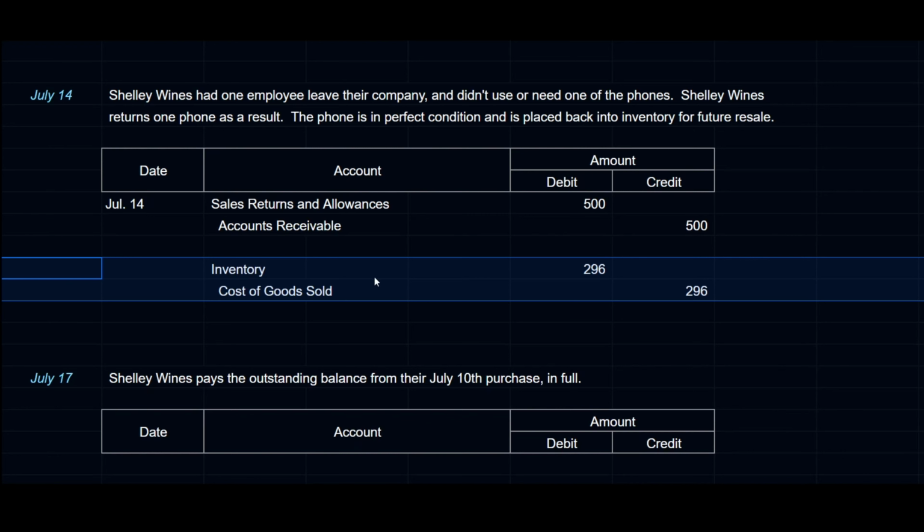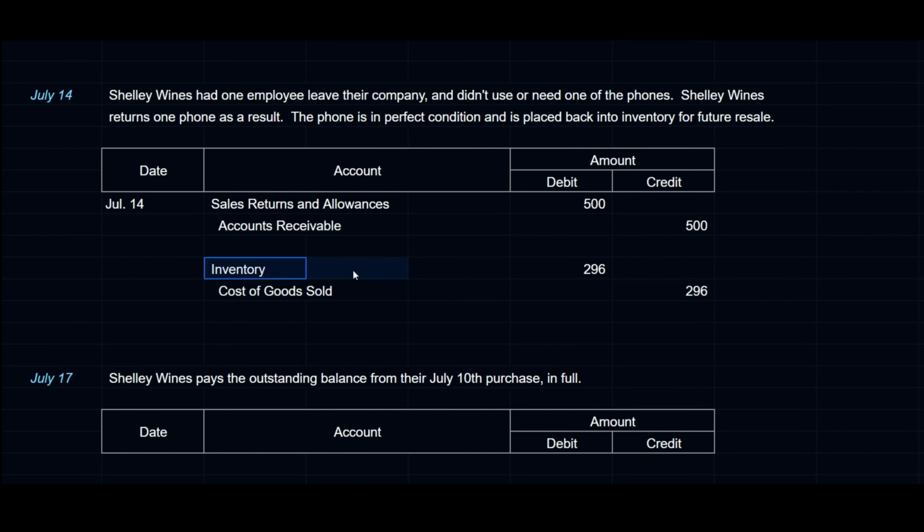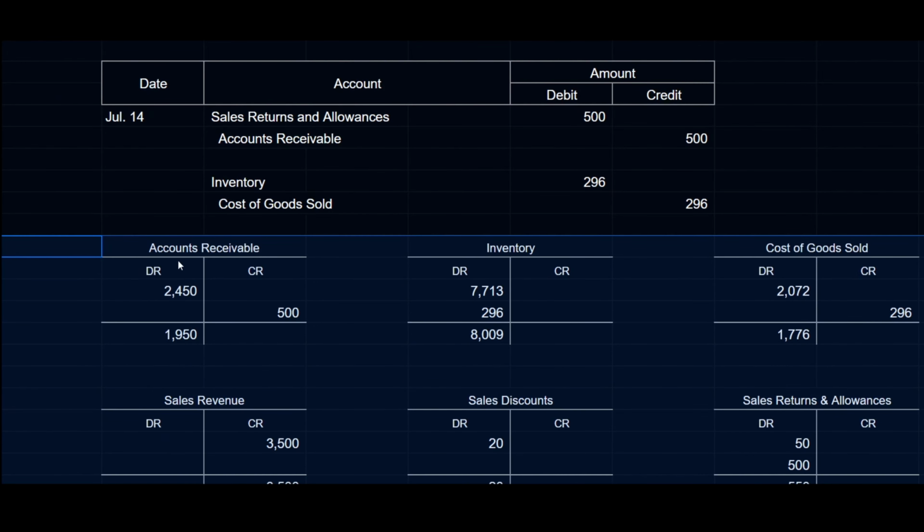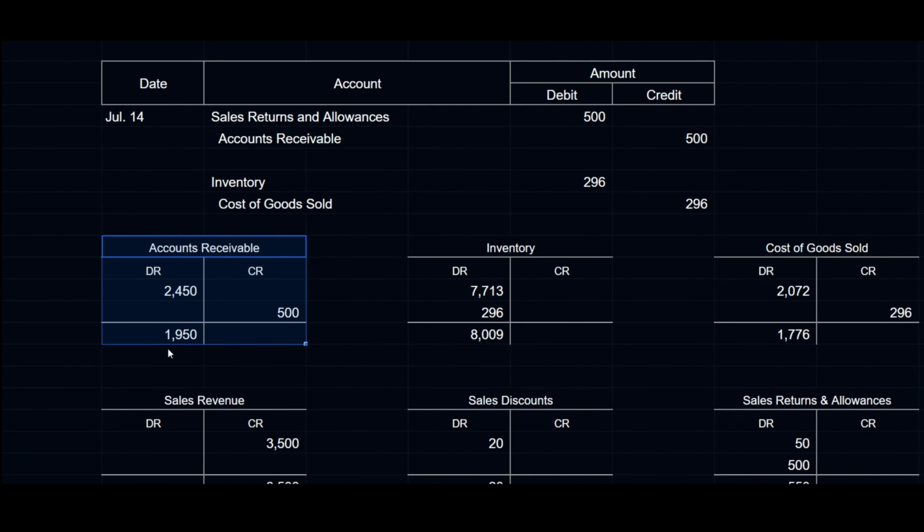The second part of the transaction that we must record is since that phone is being put back into inventory, we should debit inventory to recognize the phone being put back into inventory at $296. Also, since that phone is no longer sold, we should record a credit to the cost of goods sold because earlier we had recorded it as being sold. Now that it is being returned, we should reduce the cost of goods sold by the same amount, $296.